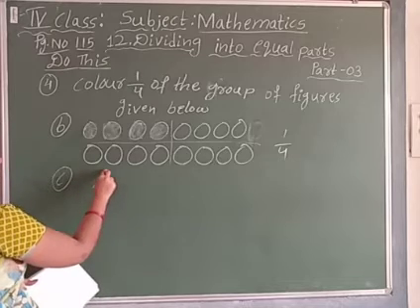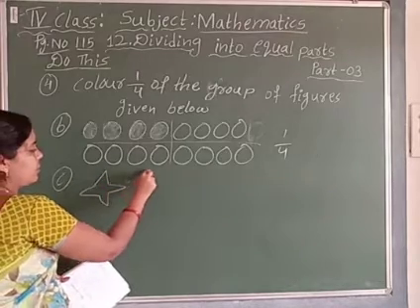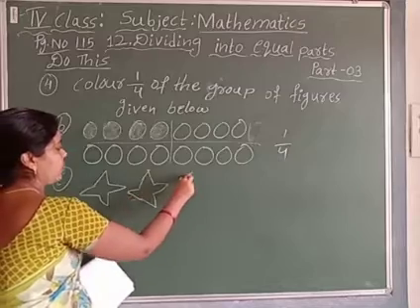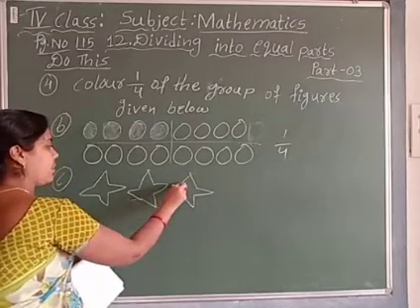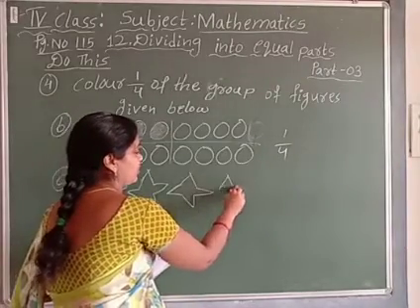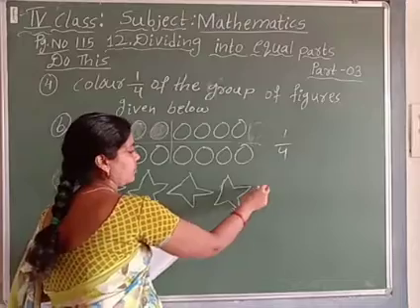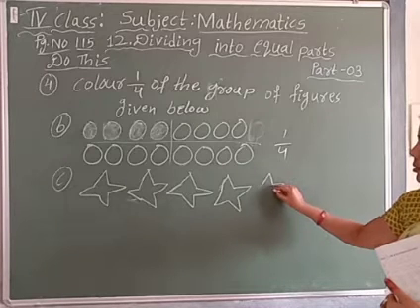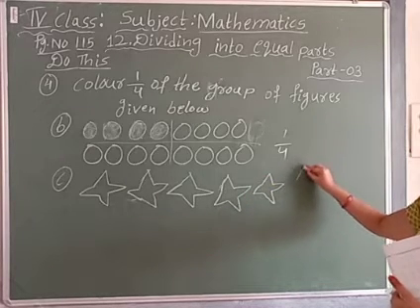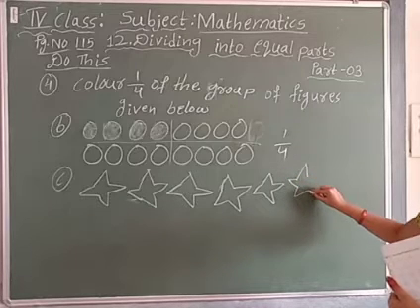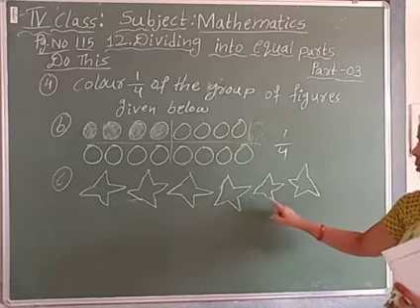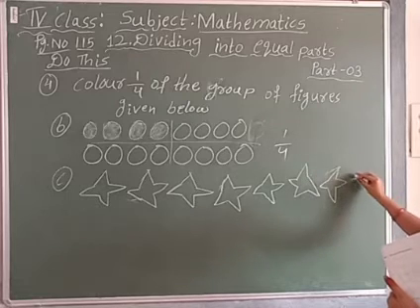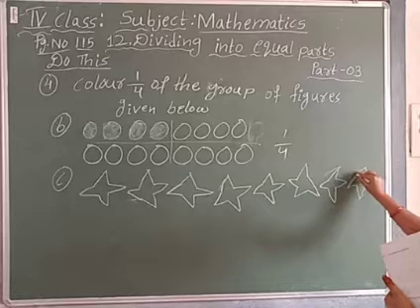So how many figures are there here? 8. Figures only, like this. 1, 2, 3, 4, 5, 6, 7, 8 figures.